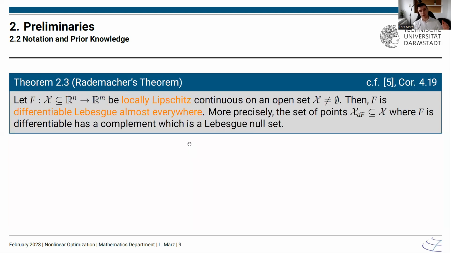Now for the next definition, we need this result to make it useful in some sense. So Rademacher's theorem is one of the central theorems of non-smooth analysis, and it states that if you have a locally Lipschitz continuous function on a non-empty open set, then it's differentiable Lebesgue almost everywhere, meaning the set of all points where the function is not differentiable is a Lebesgue null set, so a subset of a measurable set with Lebesgue size 0.